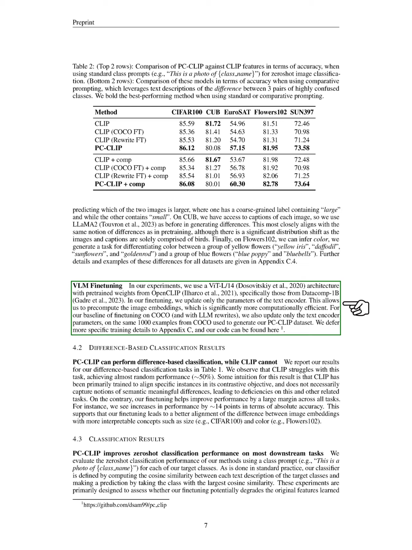In our experiments, we utilize a ViT-L/14 architecture with pre-trained weights from OpenCLIP, specifically from DataComp 1B. We only update the text encoder parameters during fine-tuning, which allows us to pre-compute image embeddings efficiently. For our baseline fine-tuning on COCO, we also update just the text encoder parameters using the same 1000 examples from COCO that we used for our PC CLIP dataset. Additional training details can be found in the appendix, and our code is accessible online.